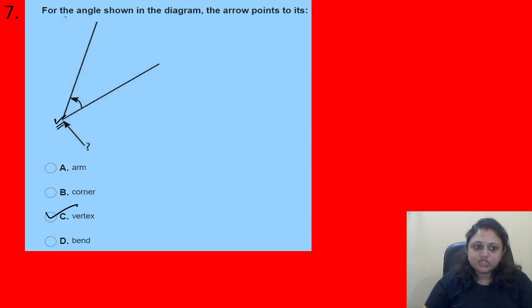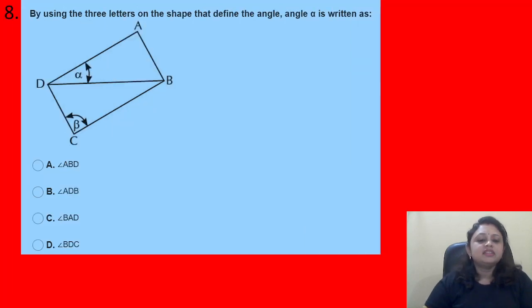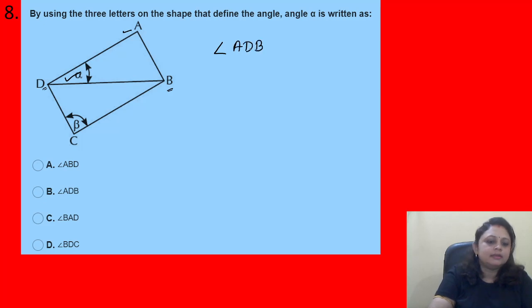Coming to the next question, by using the three letters on the shape that define the angle, angle alpha is written as? Which one is angle alpha? This one, right? So how we name it? It will be A, then the vertex D, then the other corner, other side, that is B. So we can write it as A, D, B.